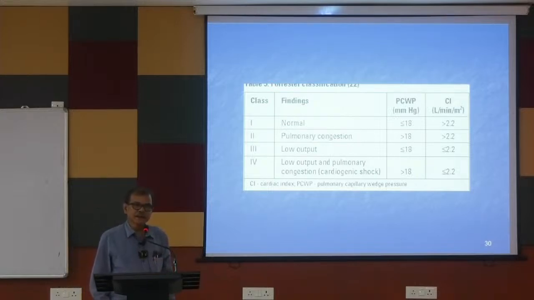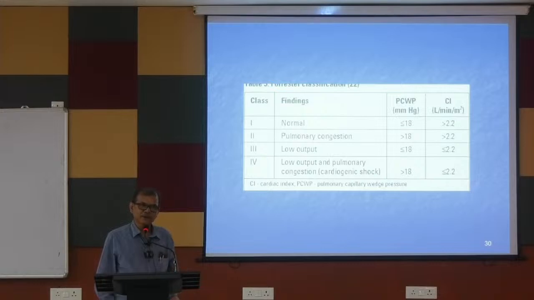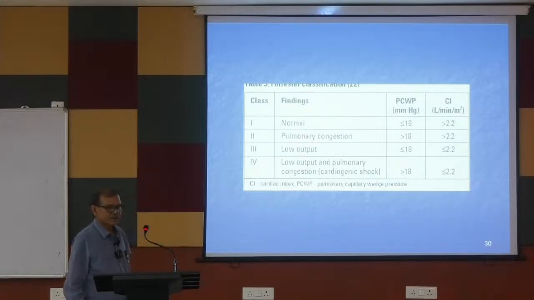Here I repeat: congestion at rest or hypoperfusion at rest, what are the indications? Starting from capillary refill, the points have been listed. So if hypoperfusion at rest is present but congestion is not, that means cardiac index is reduced but PCWP is intact. In case of low output or systemic hypoperfusion and pulmonary congestion, both PCWP more than 18 as well as cardiac index less than 2.2.